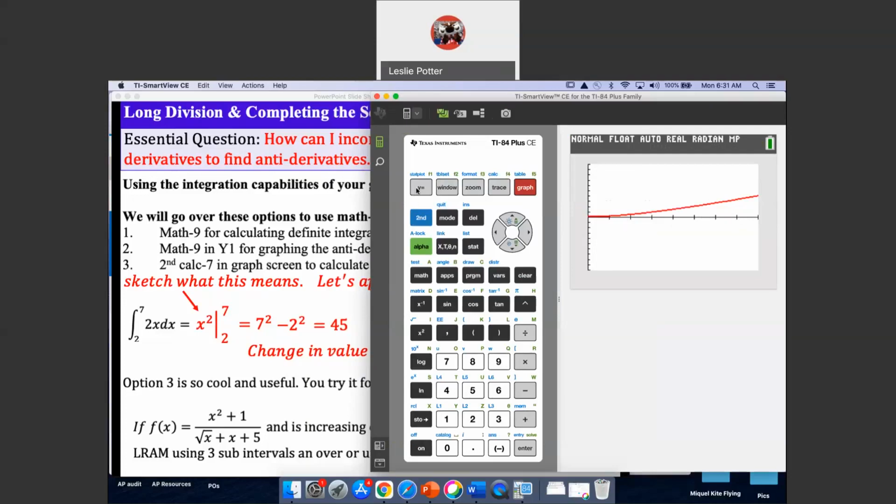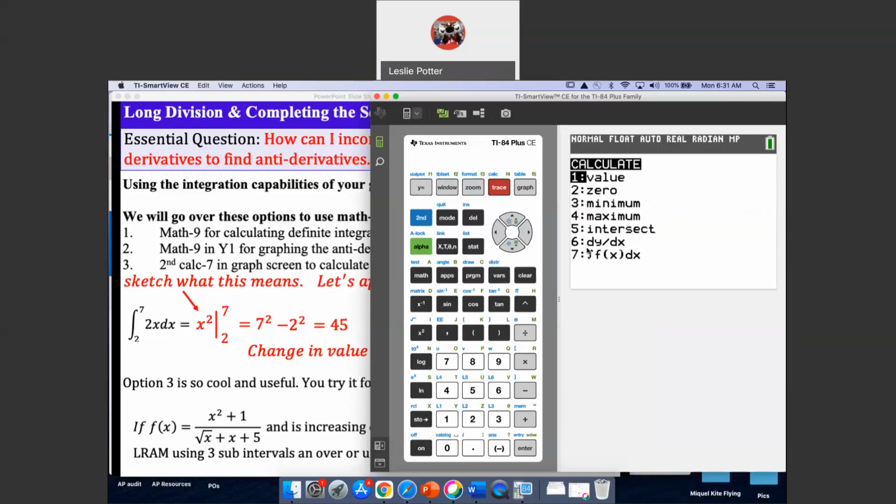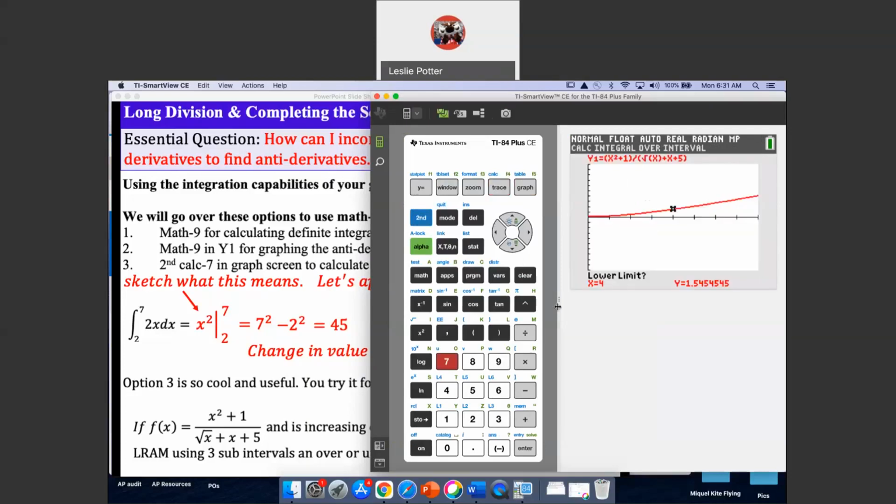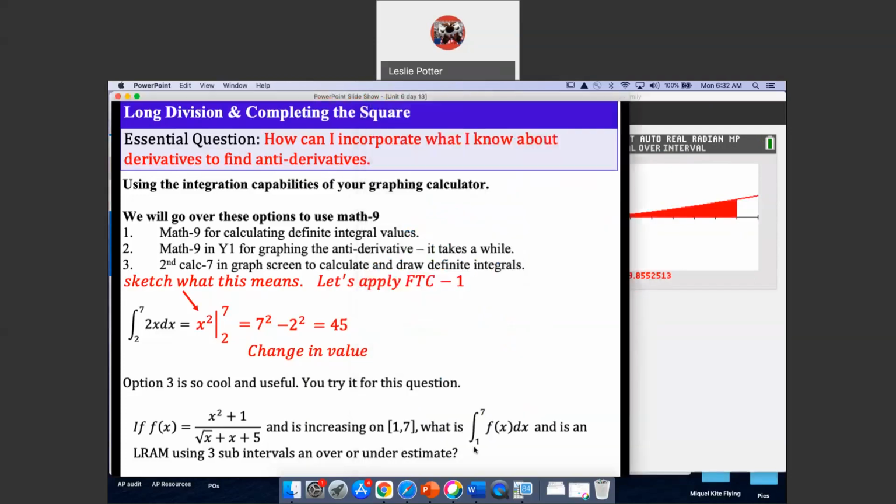So I'm going to go ahead and do a second calc, and a second calc integration. My lower limit is going to be 1. My upper limit is going to be 7. And there is the area from 1 to 7. It is 9.855. So then we know that is the area, 9.855. Okay, so those are some of the capabilities of the graphing calculator with integration.